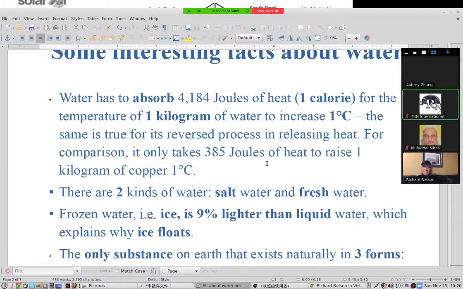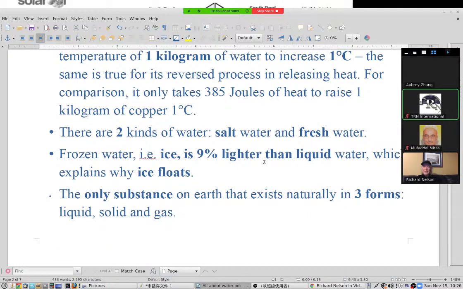It's a super super heat sink. You can call it a super super capacitor. Anyway, that's something I'd like you to focus on. And also we need to know that there are two kinds of water all over the world: salt water and fresh water. So I believe we're talking about the fresh water today.